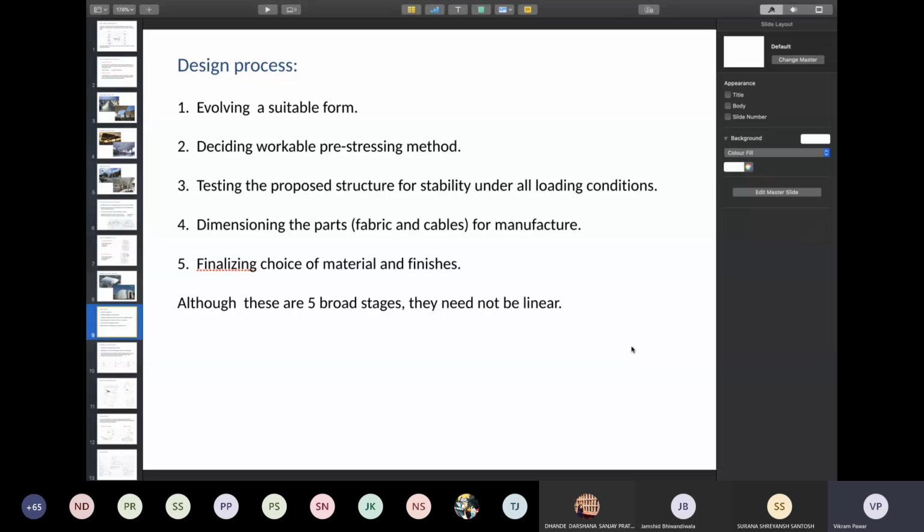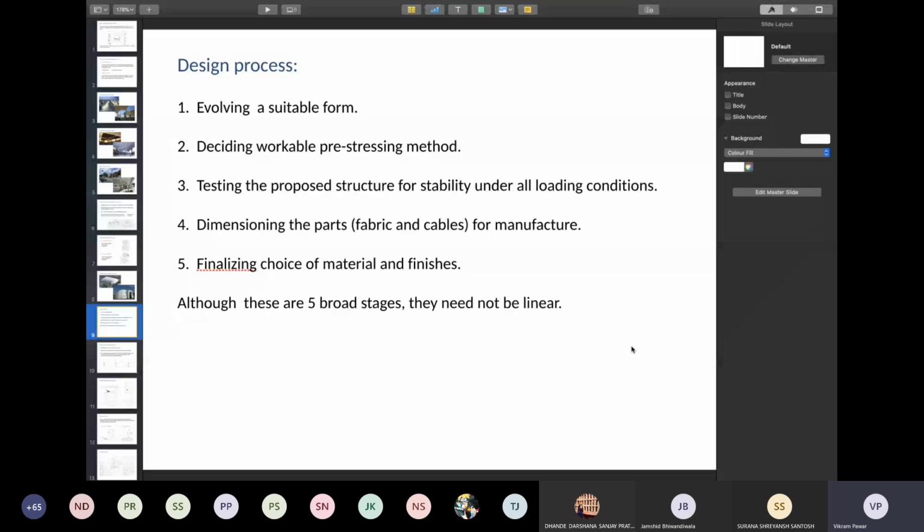The first is evolving a suitable form, just like you are conceptualizing the ideas, so sketches and all. The second is you decide on a workable pre-stressing method, whether that form requires a tensile structure, inflated structures, or an air supported system. Most of the time we have experienced that most of the students go for tensile tent-like structures rather than inflated structures.